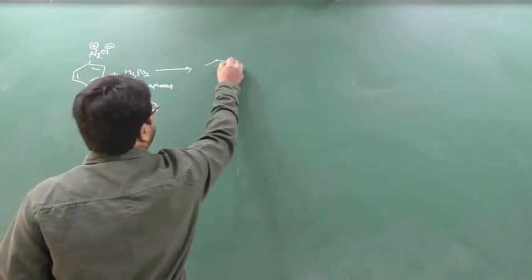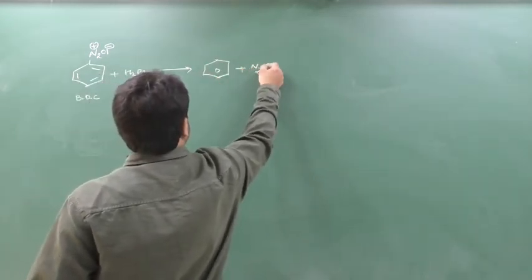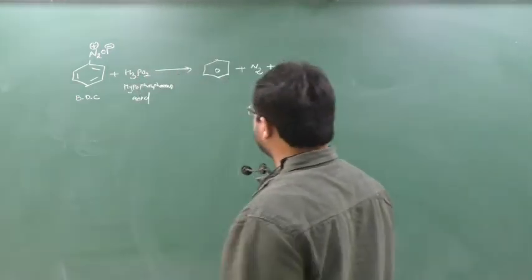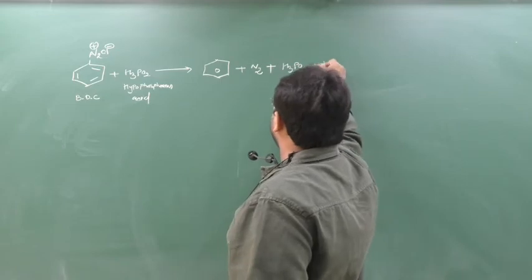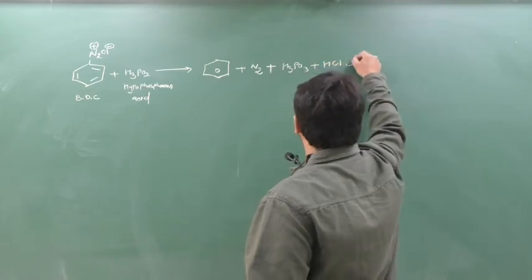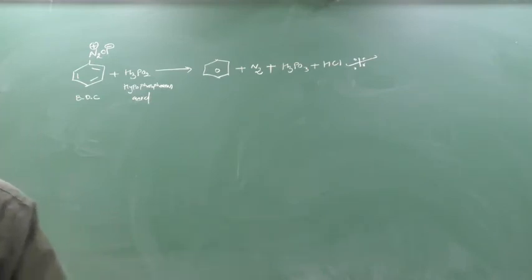What will happen when I react this hypophosphorus acid with benzene diazonium chloride? I will obtain here benzene, just benzene. N2 will be obtained here, then I will obtain H3PO3 and I will obtain HCl. This reaction should be remembered. This much compounds will come out.